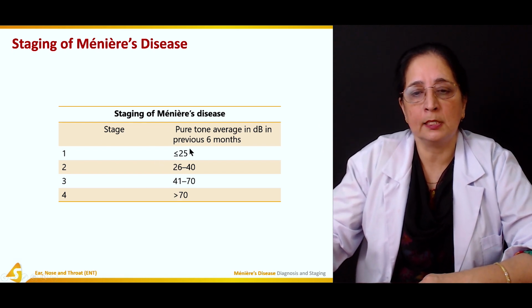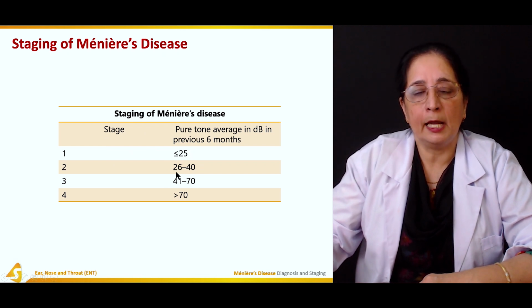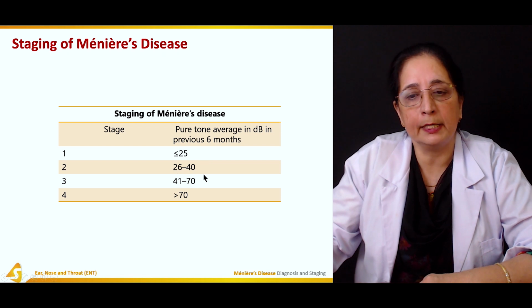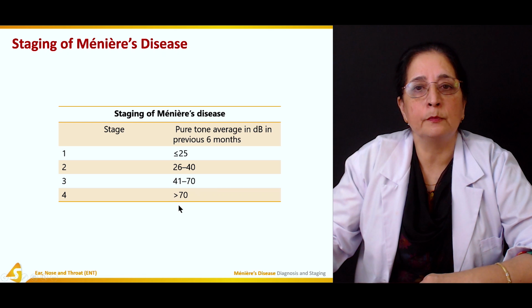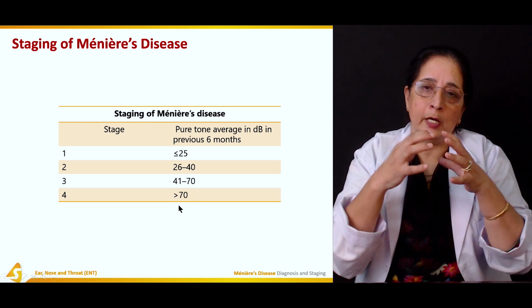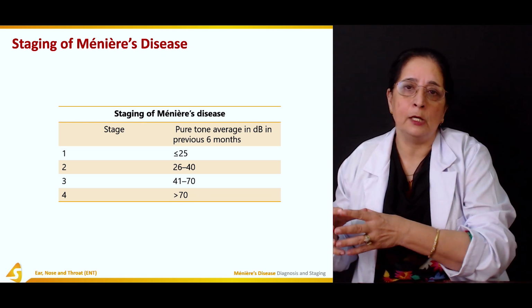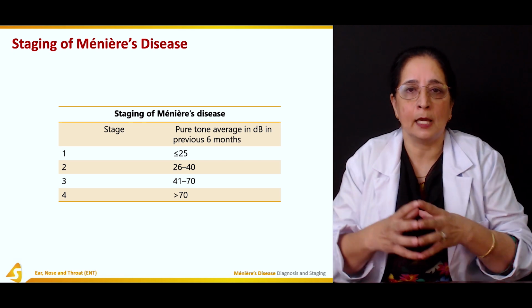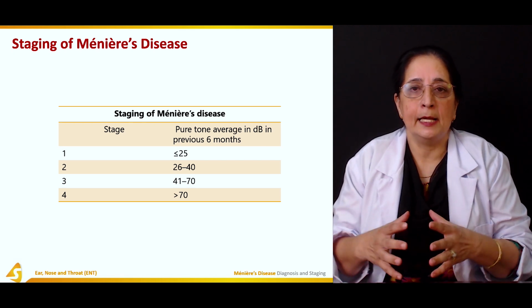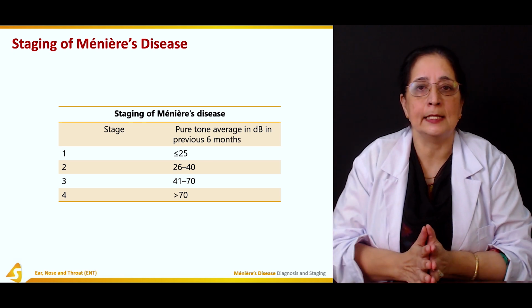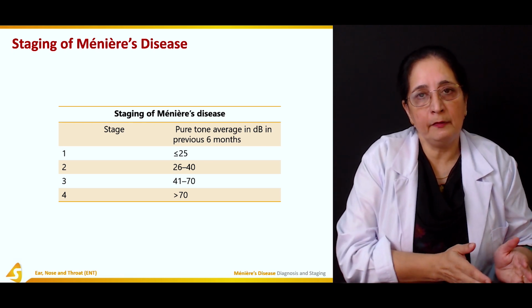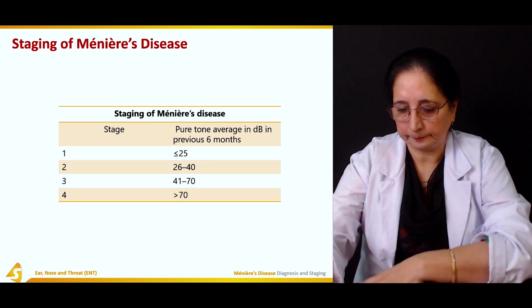So first this is 25, less than or equal. Then we have 26 to 40, 41 to 70, and then more than 70. So it keeps on getting worse and worse. That's how it progresses. And it tells us the pure tone average in decibels over the previous 6 months.